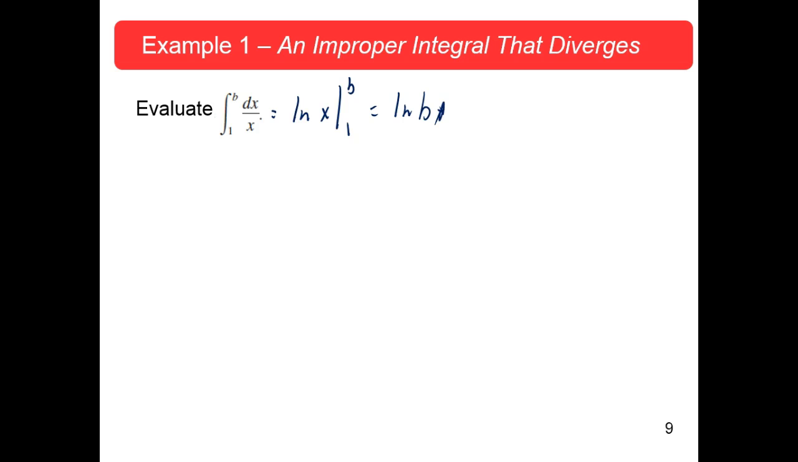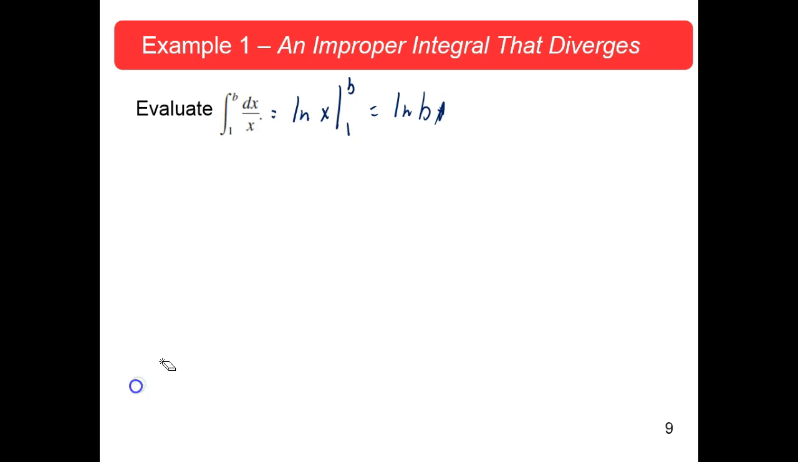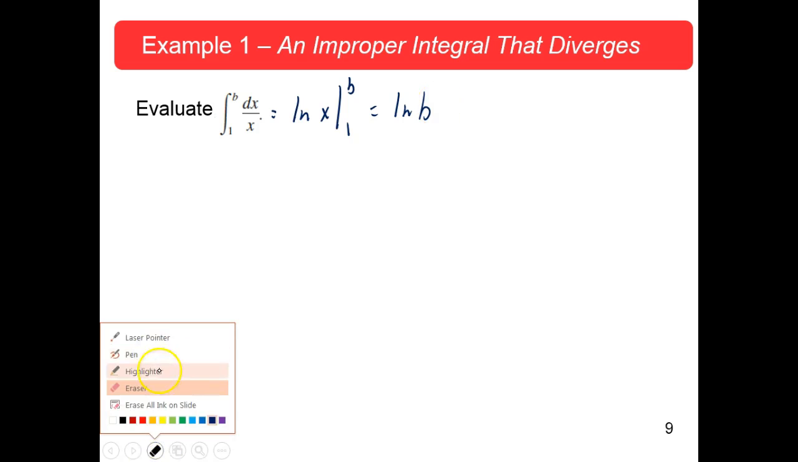It could, but this integral wouldn't be defined because this does not converge. Log b just keeps climbing and climbing and climbing, so there is no limit. So for any finite b, this has a value. But for an infinite b, no. So this one would not converge, I guess is the best way to say it.